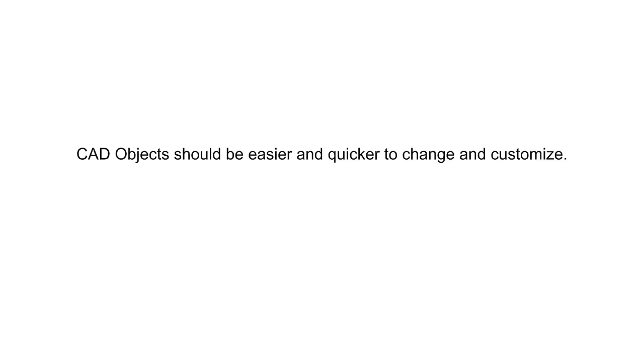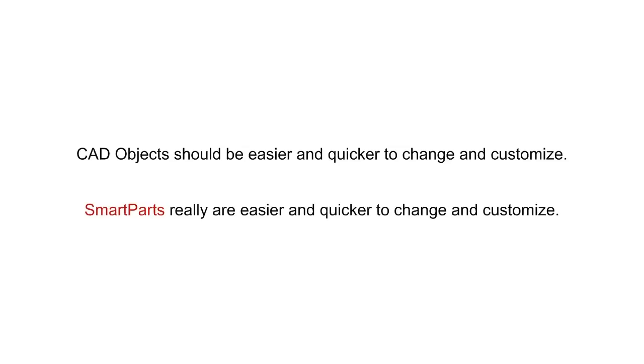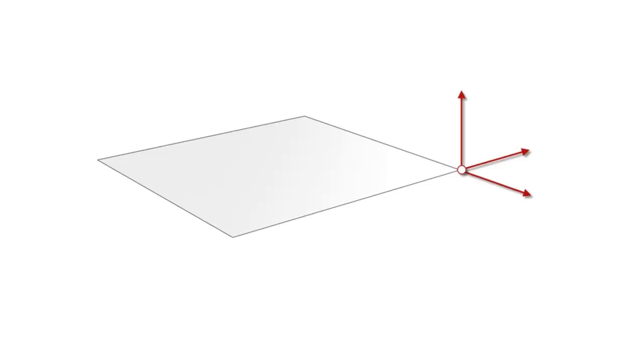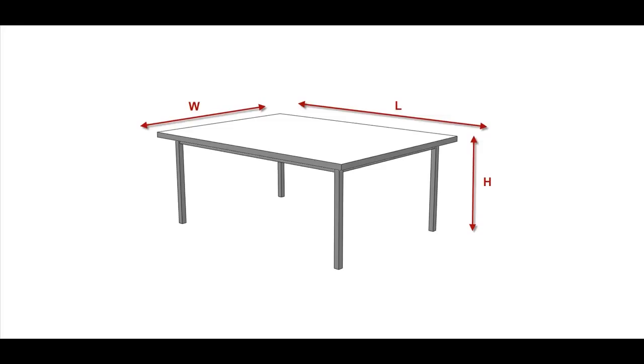CAD objects should be easier and quicker to change and customize. SmartParts really are easier and quicker to change and customize. To achieve this, SmartParts have functions that enable them to be manipulated directly in the workspace. In addition, they can be controlled using freely selected parameters in order to vary the shape, appearance, and attributes.